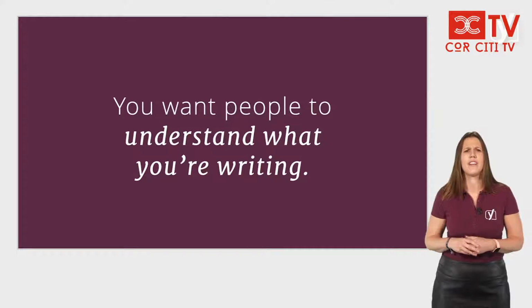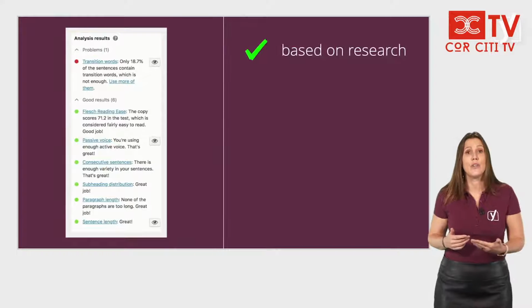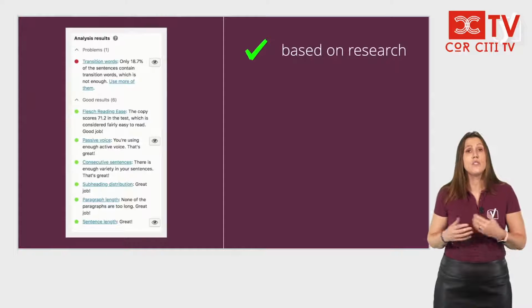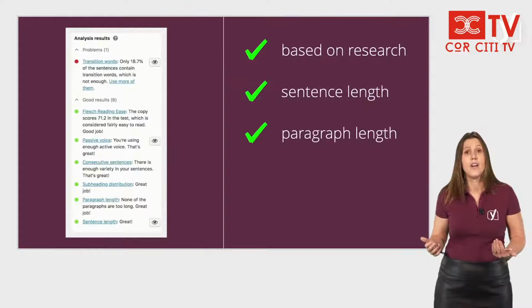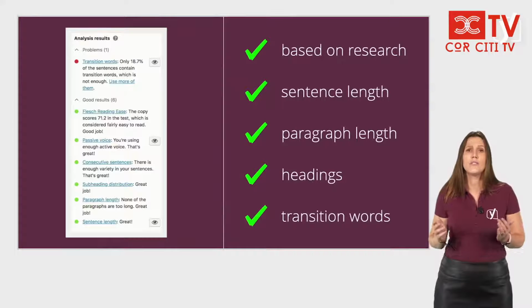Nobody likes to read something that's incomprehensible, boring or stuffed with keywords. If you write a text that people don't understand, you won't help people to find what they need. And in the end, that's bad for your SEO as well. So that's why we help you to write clear and easy to read texts. The readability analysis runs a lot of checks and we base them on extensive research. For example, our feedback system will warn you if your text contains too many long sentences or paragraphs. Or it will advise you to use more headings or transition words, just to name a few things.